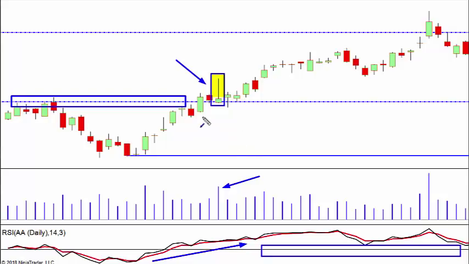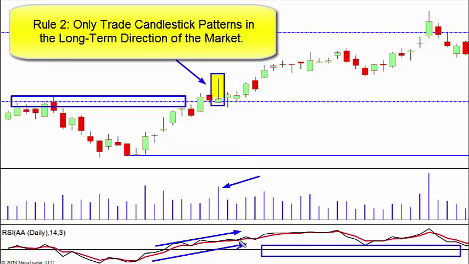And so here, as you see, sure, we get kind of a topping pattern that could be a reversal pattern, except for one problem. It's against the bullish momentum as measured by the RSI. And that is a long-term indicator, or at least longer term. So this is the lesson to take away. You only will take bullish candlestick patterns when the longer-term indicator, whether you use RSI or whatever, is bullish. Only take bearish candlestick patterns when your long-term indicator is bearish.